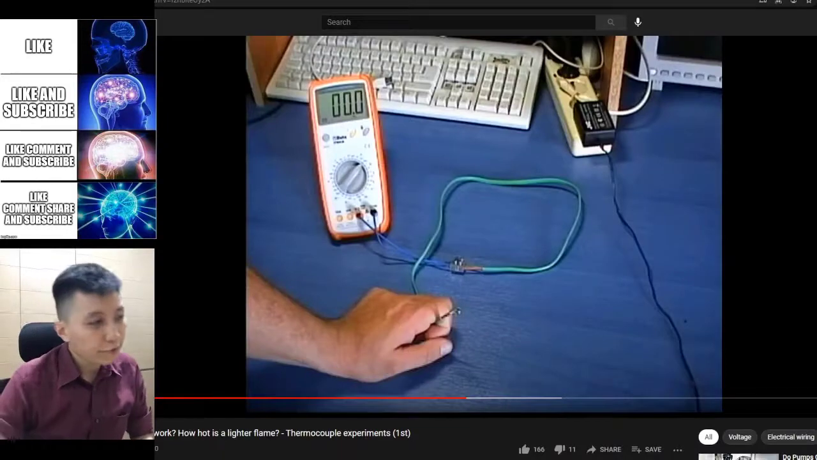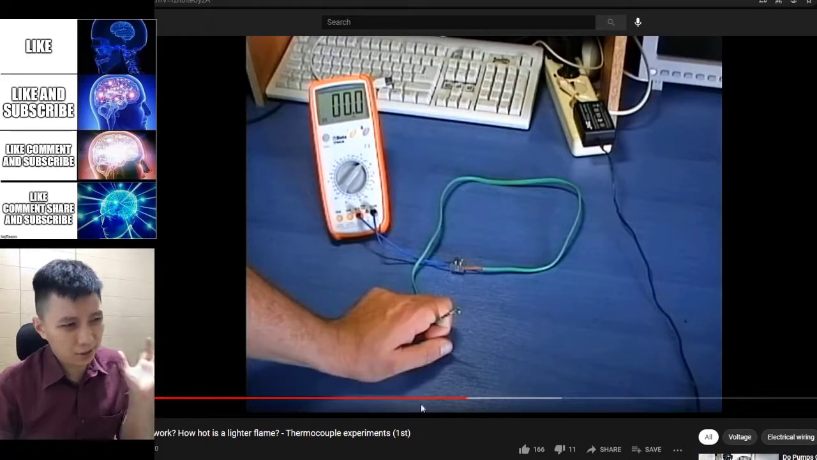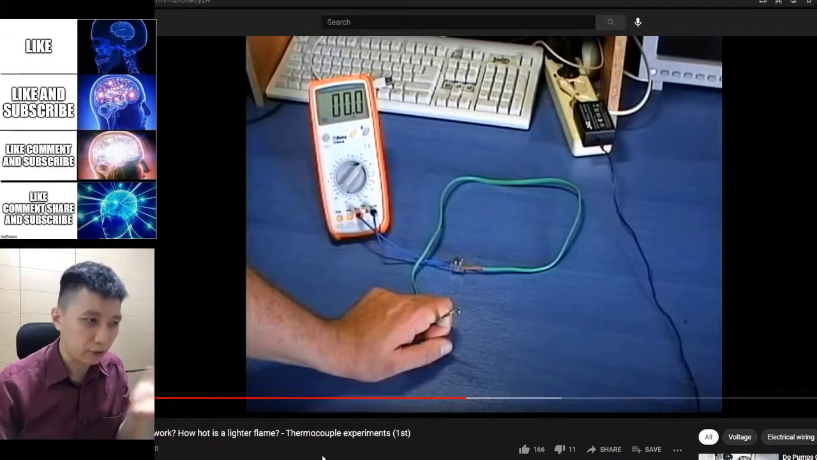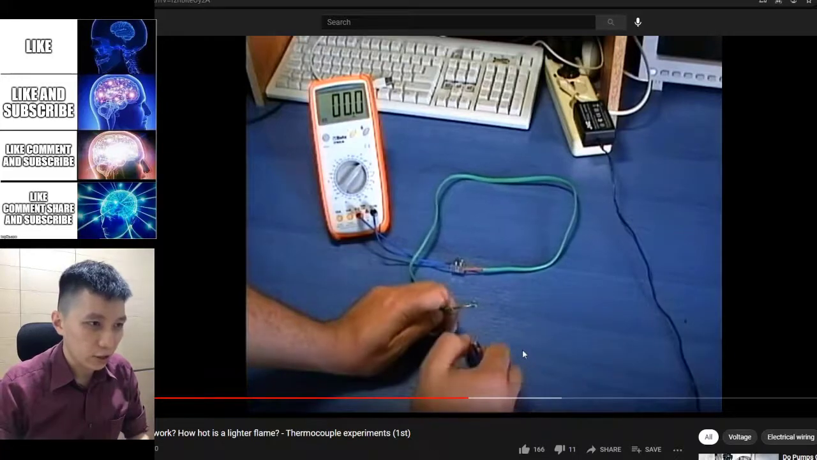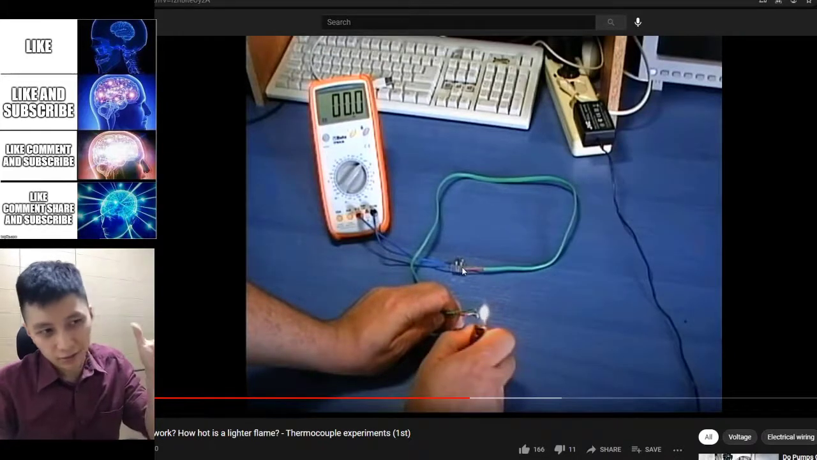So here is a brief video that I'll also put on the playlist, but I'll just show you the highlights, because if you watch the whole thing it might be boring, so I'll just show you what you need to look at. Here you can see the hot junction, and the cold junction is already hidden.